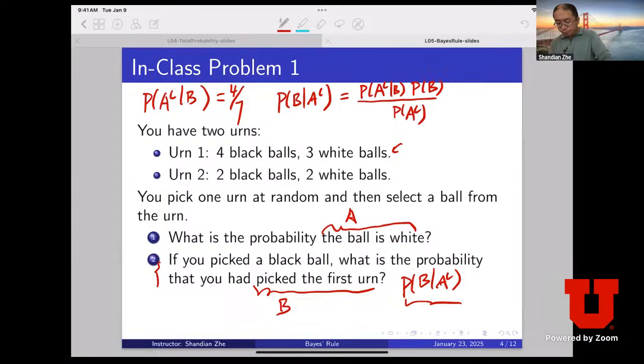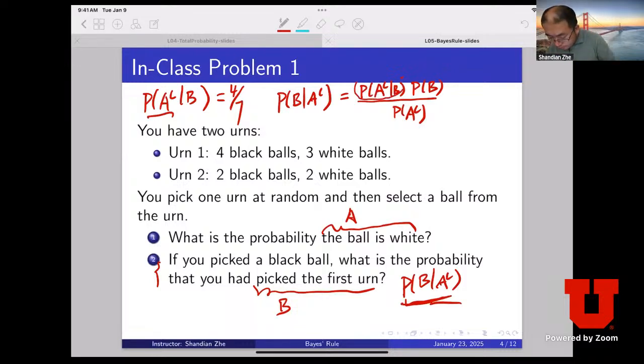So if you want to compute the target conditional probability, which is the inversion of this probability, we just need to multiply P of A complement given B with the probability of B, divided by the probability of A complement. Any questions so far? Everyone feels comfortable? Okay.